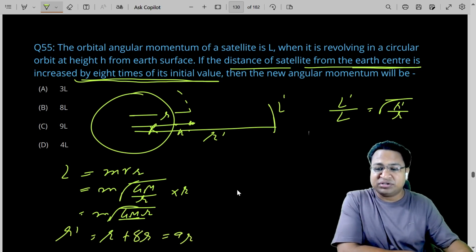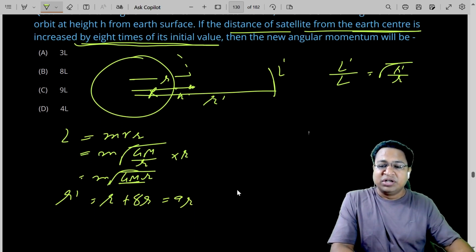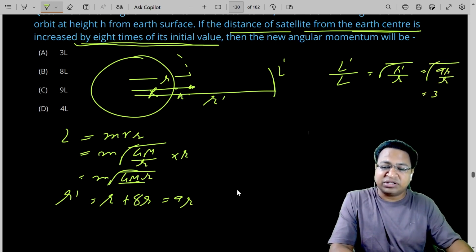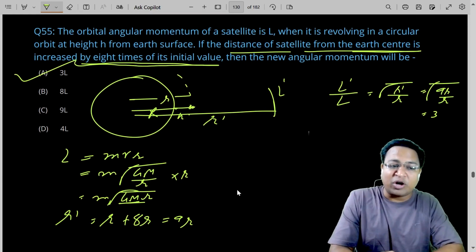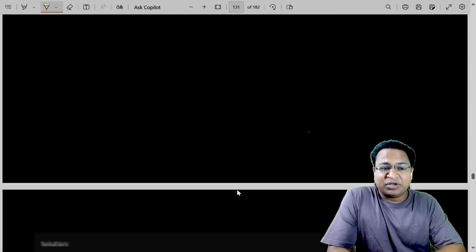And if I substitute this value here, this becomes root of 9R by R, that is root 9. So that is 3 times. So the new angular momentum would be 3 times the previous one. So 3L, option A would be the right answer here. Okay, so that was option A.